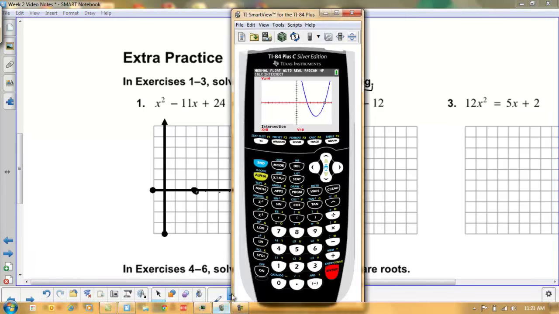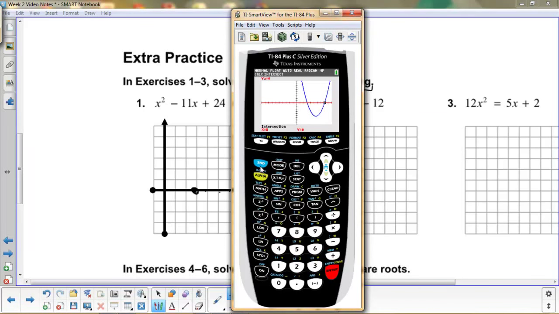In order to accurately graph this thing, I want to find its minimum point. So I'm going to go ahead and have the calculator calculate the minimum. That's number 3.